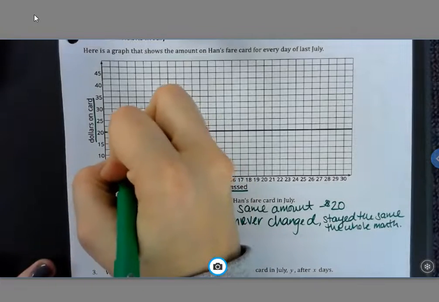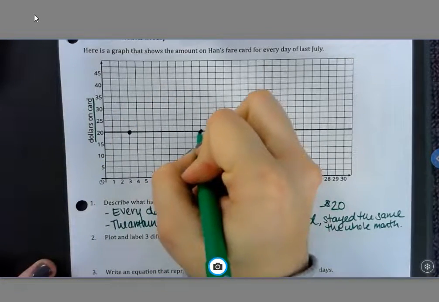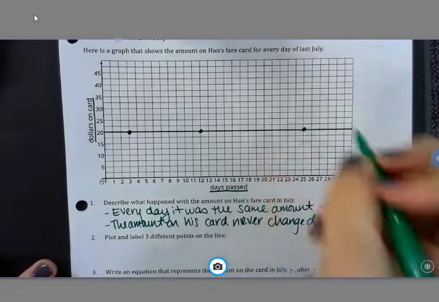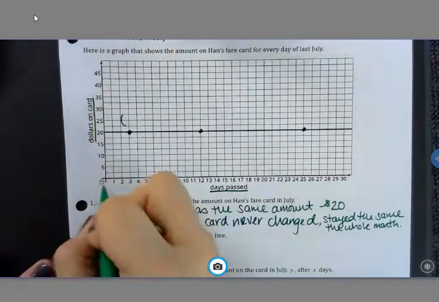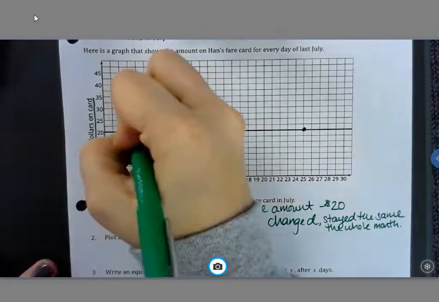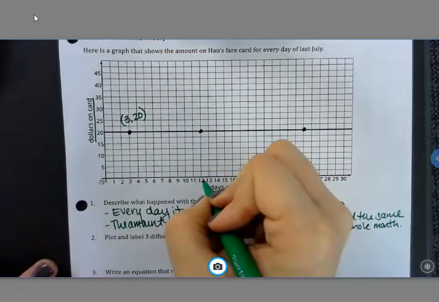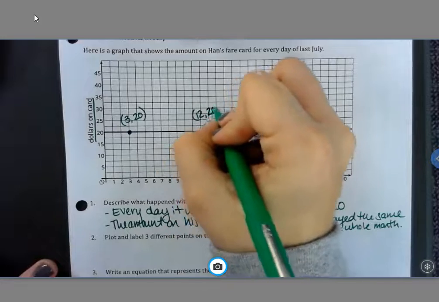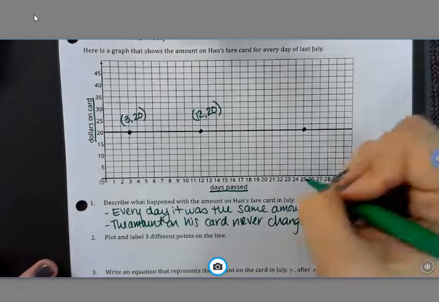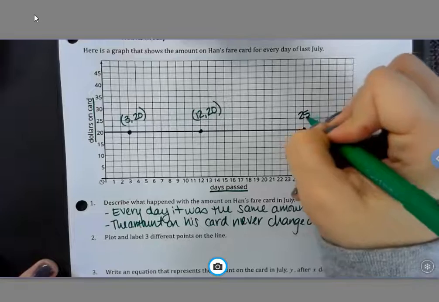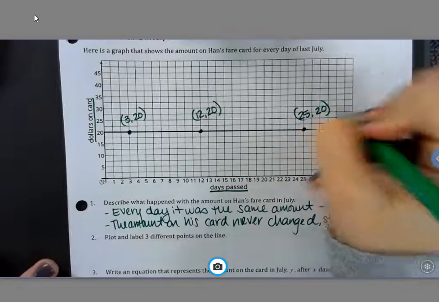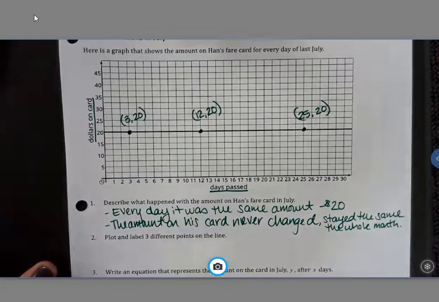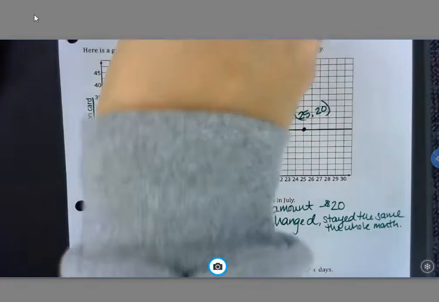All right, I'm going to pick 3 random points. So I picked, this is 3, 20. This one is 12, 20. And this one is 25, 20. That's all they want us to do on number 2. So we've done that now.